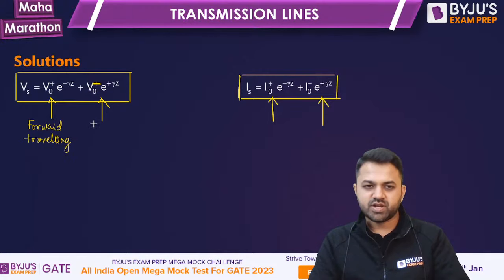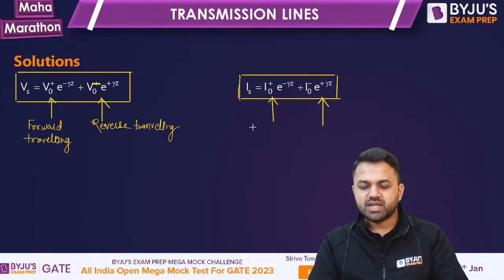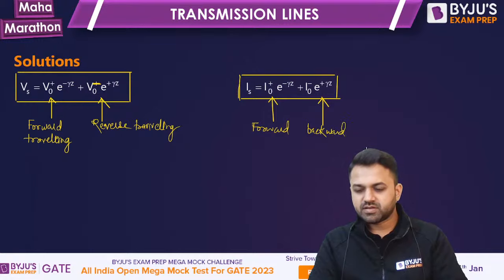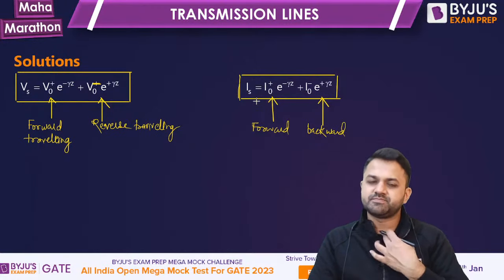Okay, this is the forward traveling voltage wave, and this is the reverse or backward traveling voltage wave, right? Similarly, this is forward and this is backward, right? Is it clear up to this point?